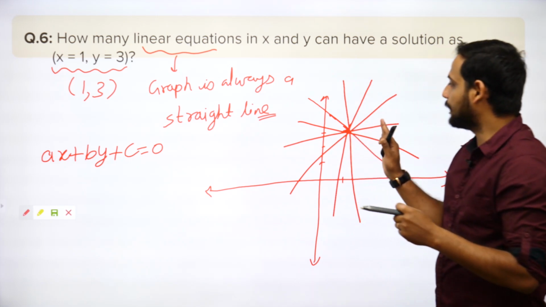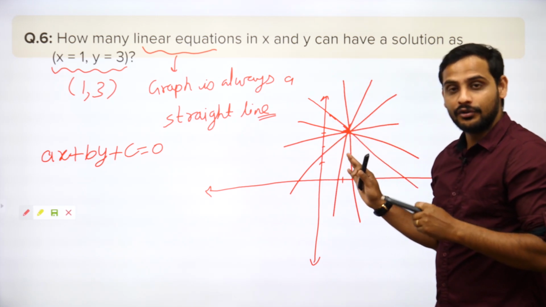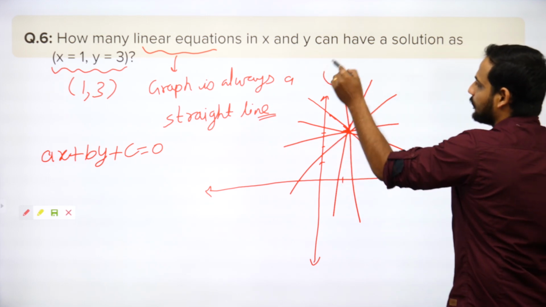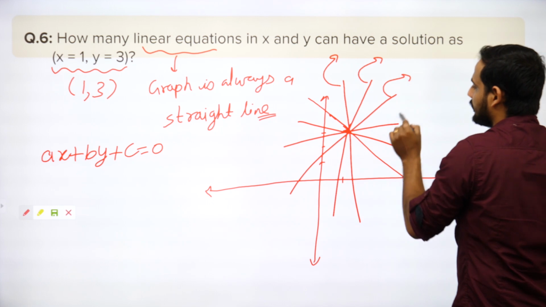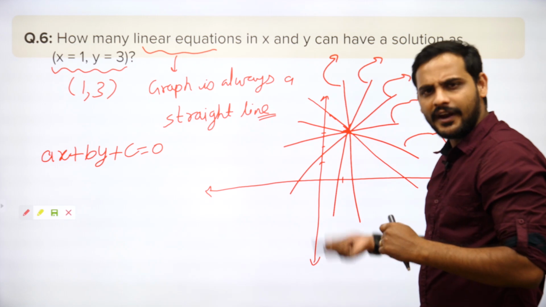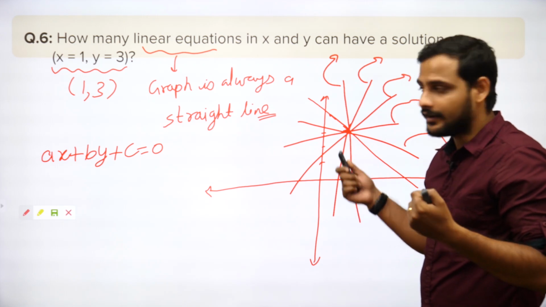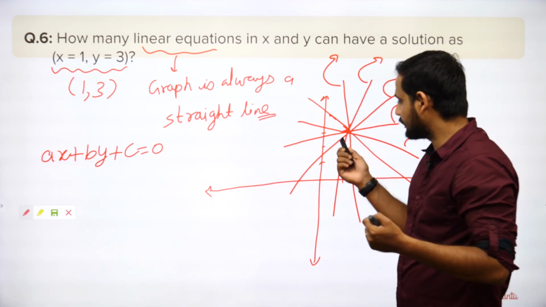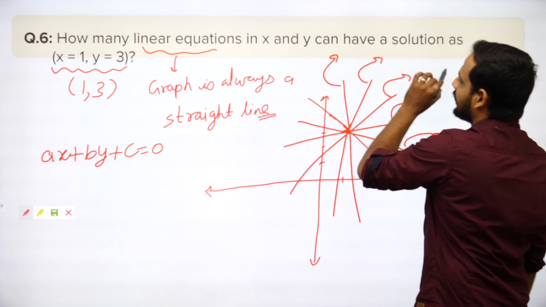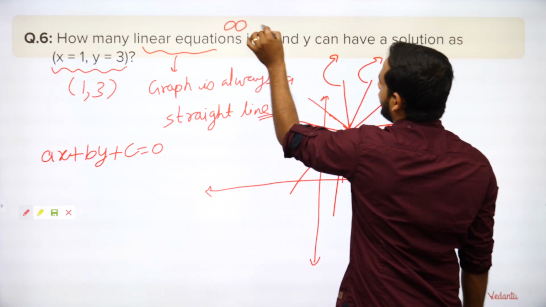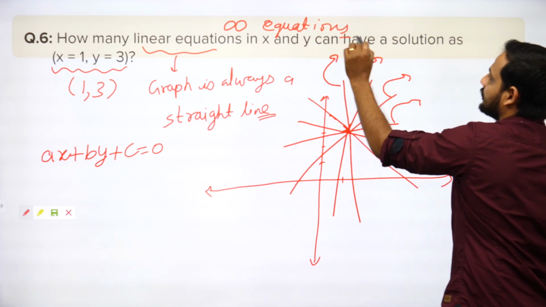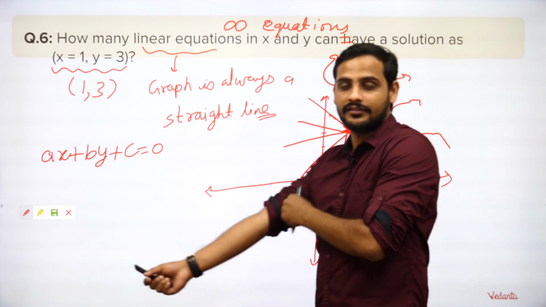So if infinite different straight lines can pass, there will be infinite equations, one for each straight line. This will be some other equation, this will be some other equation. This way I can write infinite equations, and all these equations have the solution (1, 3). So how many linear equations can have this solution? I will say infinite. Infinite linear equations in x and y can have the solution x equals 1 and y equals 3.